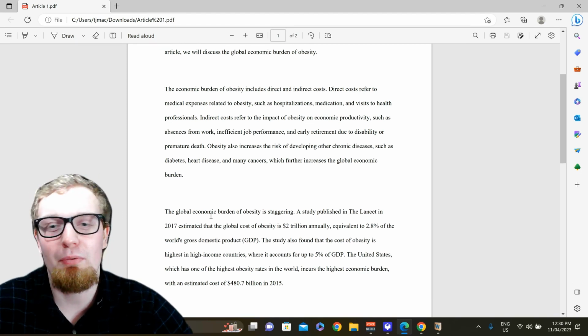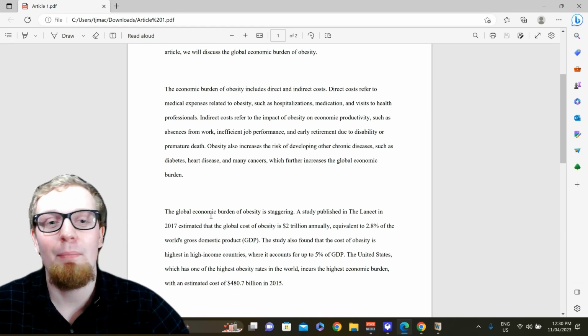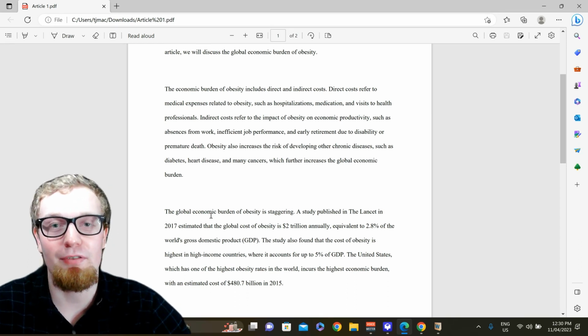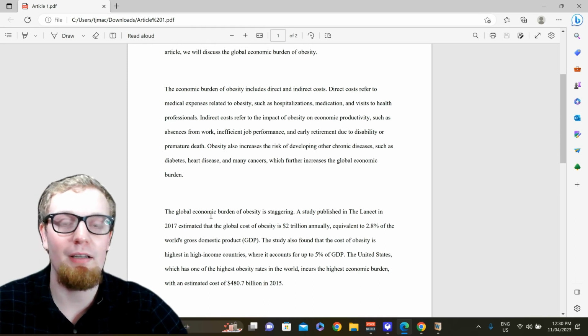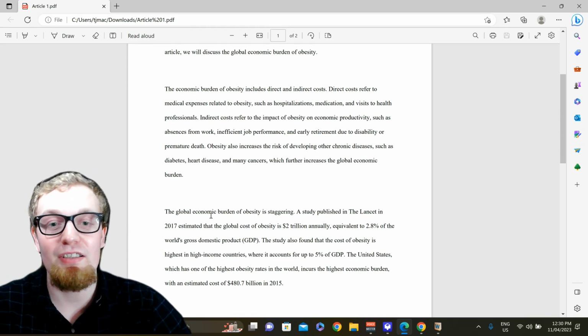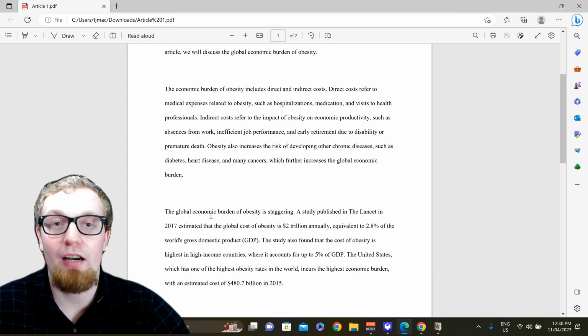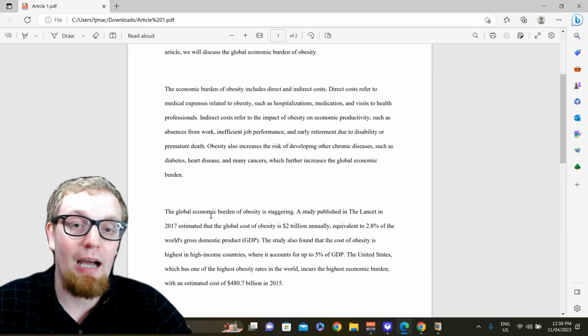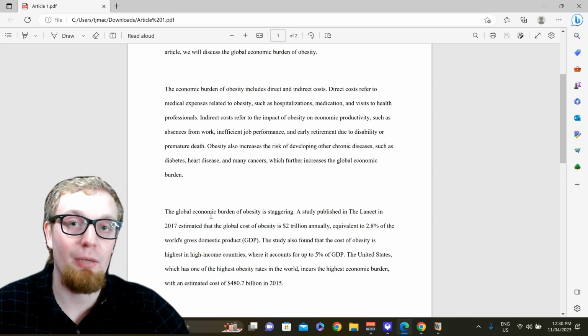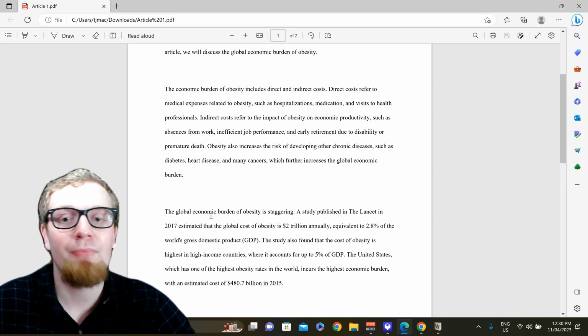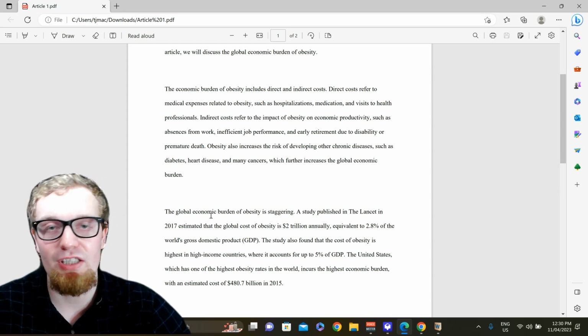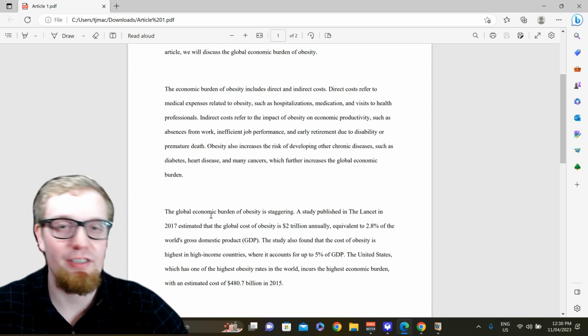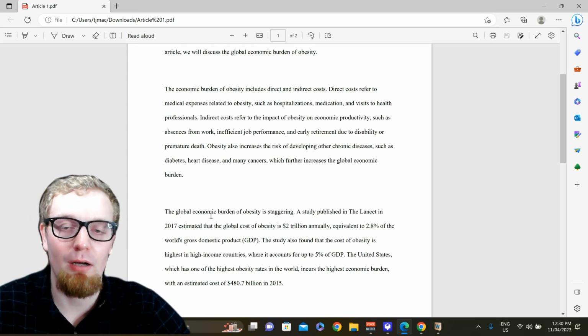Direct costs refer to medical expenses related to obesity, such as hospitalizations, medications, and visits to health professionals. That's pretty easy to grasp, right? You're obese, you have some comorbidities, maybe cardiovascular disease, diabetes. You can get hospitalized, you could have a stroke or heart attack. Medication costs, beta blockers, statins, things like this, and visits to health professionals, seeing your GP, dietitians, cardiologists, and so on. That costs money, right?